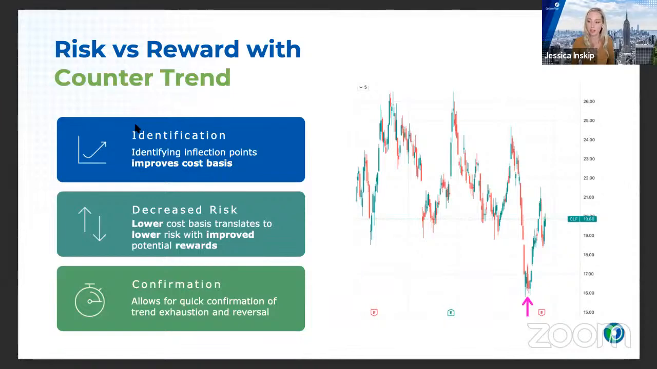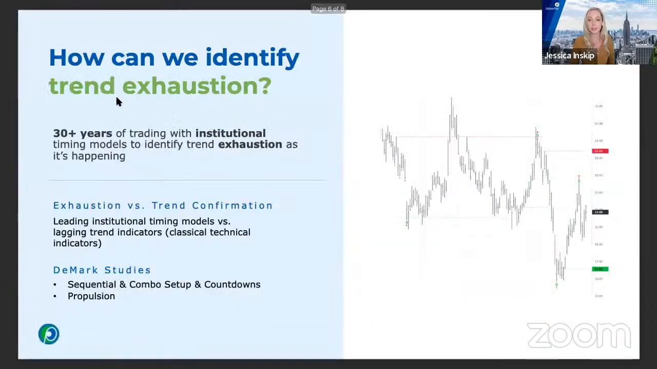So much value there. And then just real quick on identifying trend exhaustion, utilizing those institutional timing models and how it's happening. We talked about Demark. Maybe this is the part where I'll hand it over to you, Rick, where you can share your screen and show us what we're looking at and how Demark studies work. And last time we did this session, we didn't touch too much on the cloud model, and I think that's something that's super beneficial as well in spotting those trend reversals.